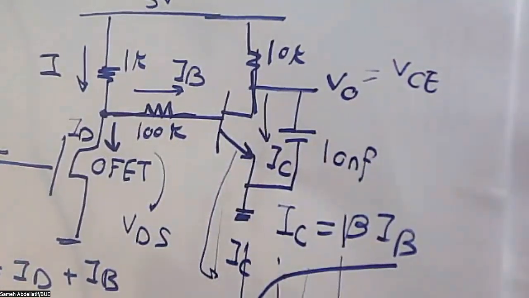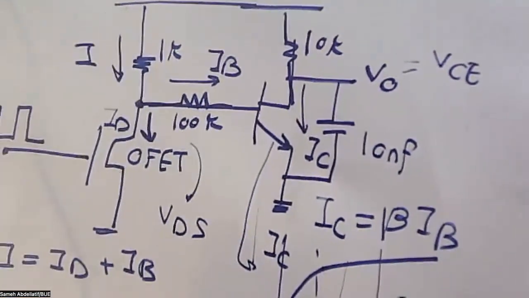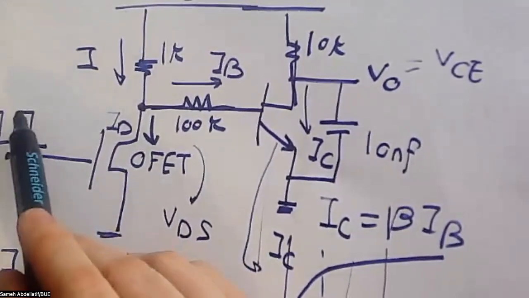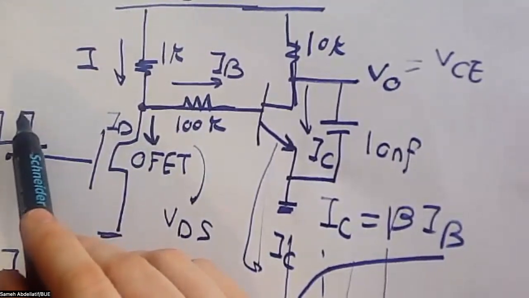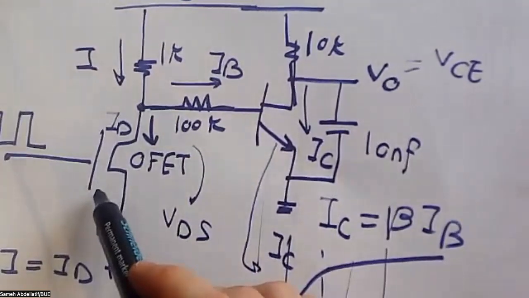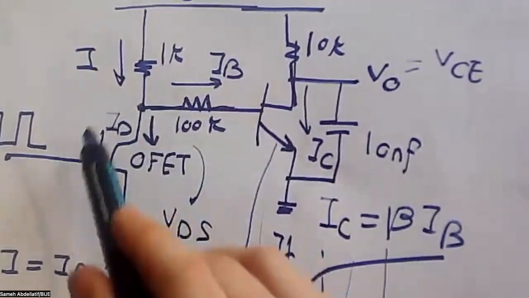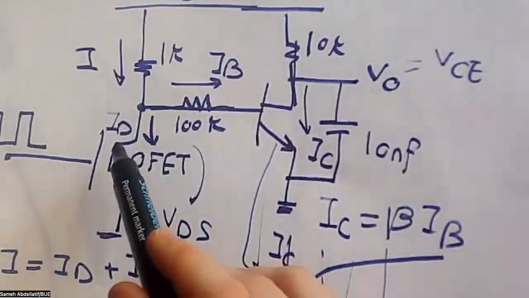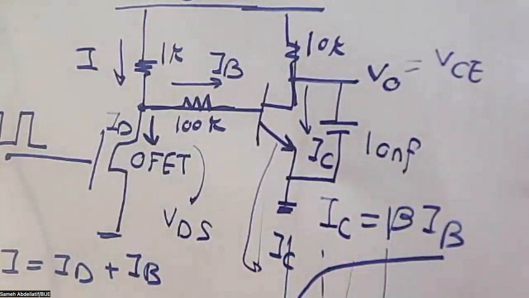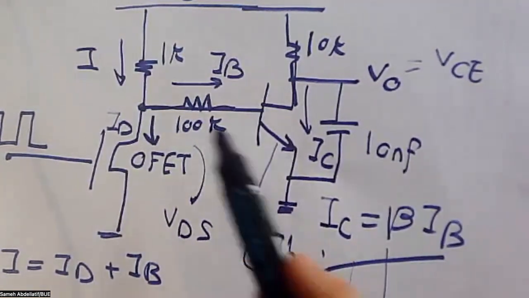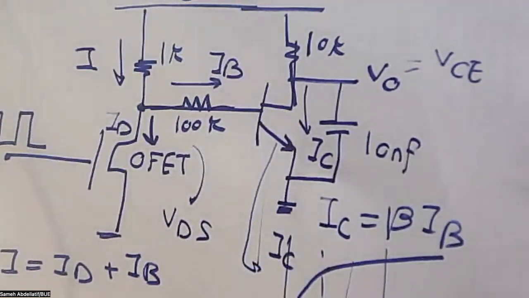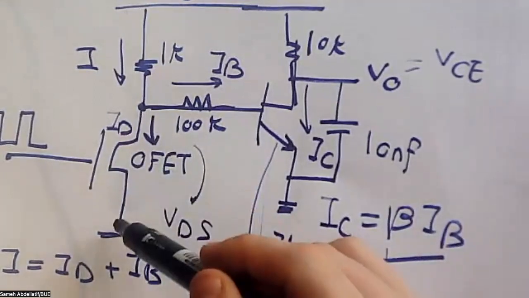So now let me tell the story again. When this sensor is turned on, that means that this sensor is working. So we are fixing everything for the sensor except the ID, or the drain current. The drain current is varying with the variation in the lactate, as we already demonstrated. So with changing the lactate concentration, the ID changes.